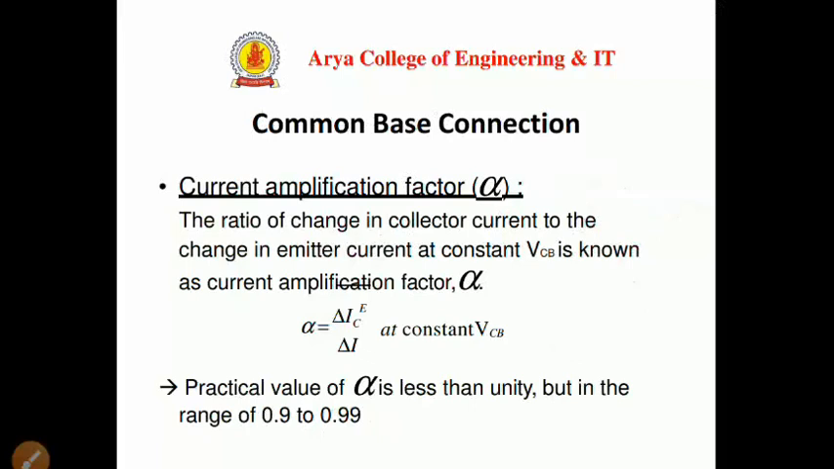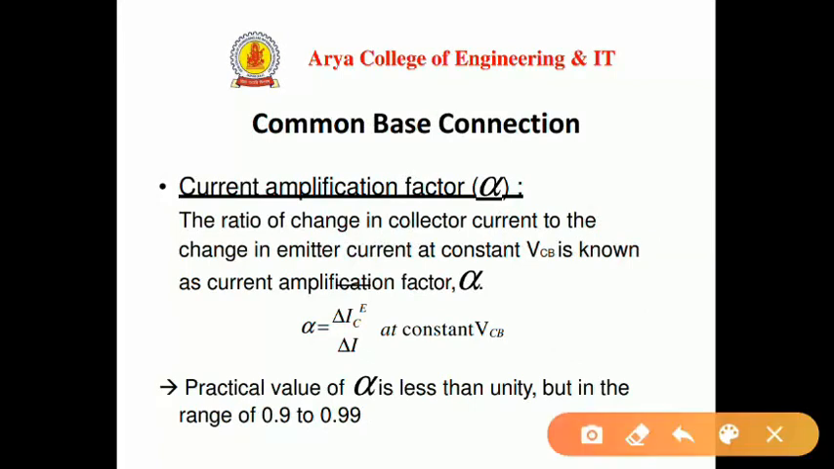We have a current amplification factor for common base connection, that is the ratio of change in collector current to the change in emitter current at constant VCB. So we have the equation alpha equals del IC upon del IE at a constant voltage VCB, and the practical value of alpha is less than unity because del IC is always smaller than del IE. So collector current is smaller than the emitter current. So we have the range from 0.9 to 0.99. Clear?